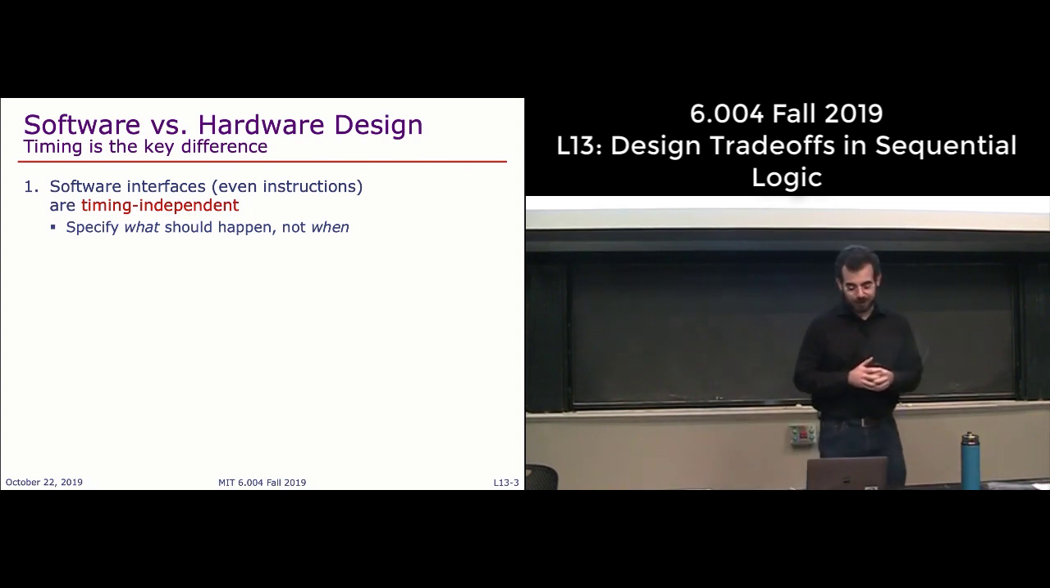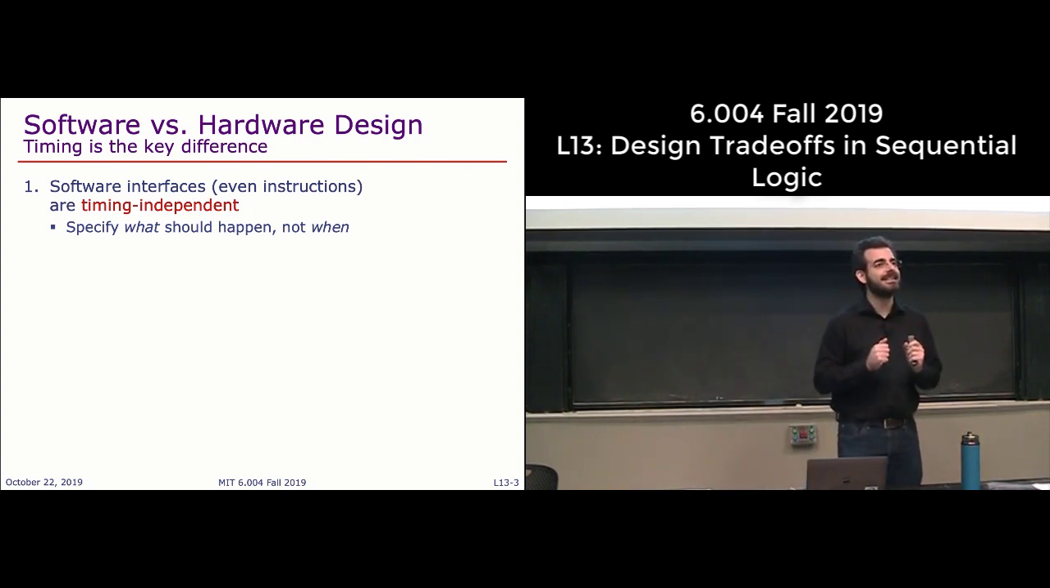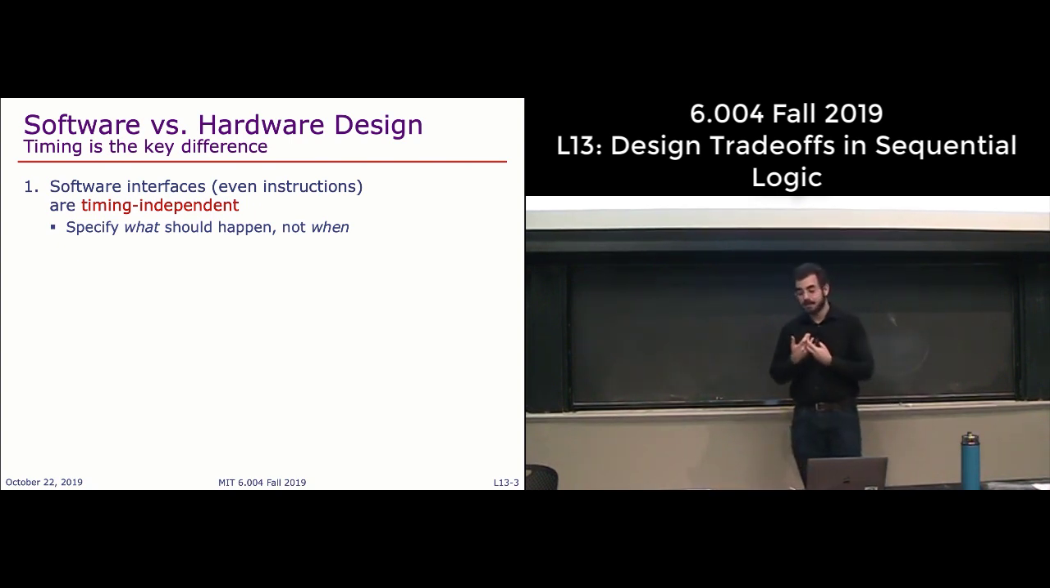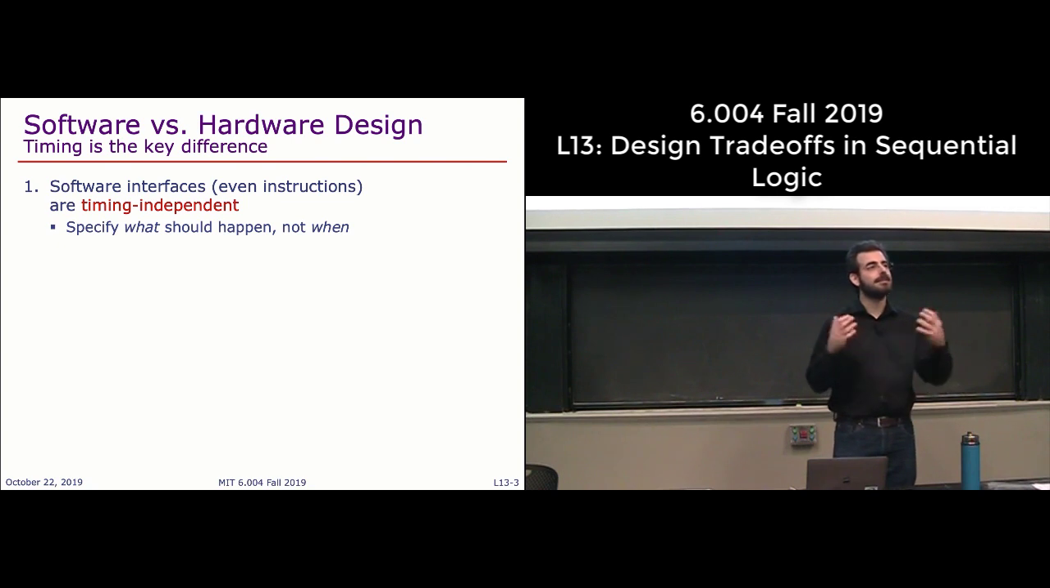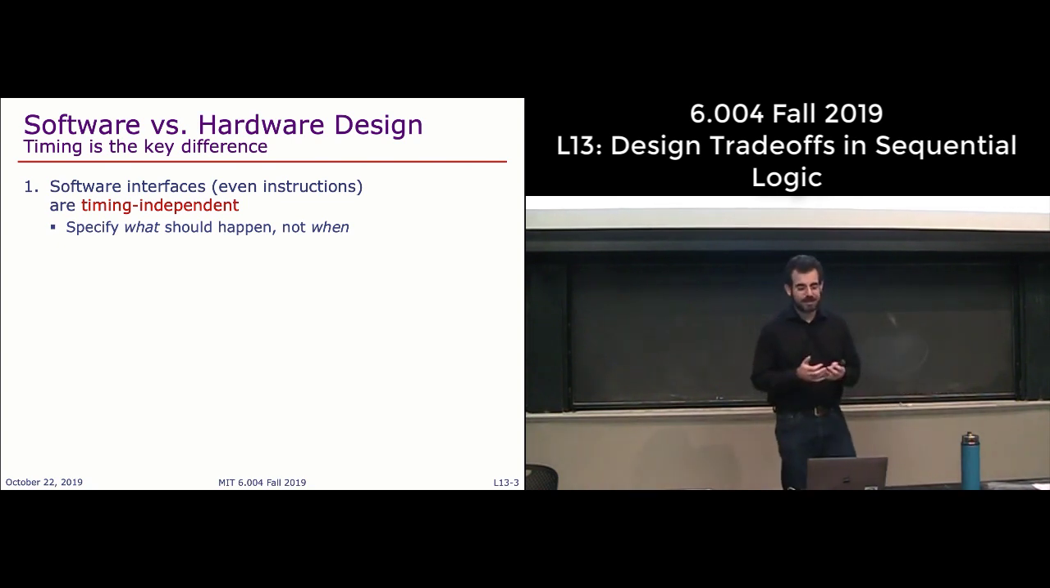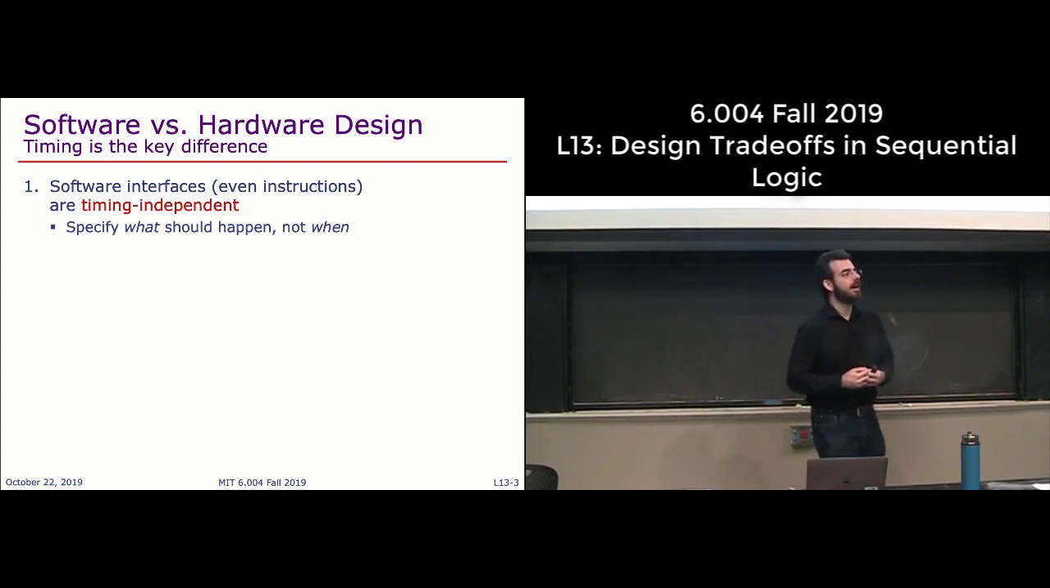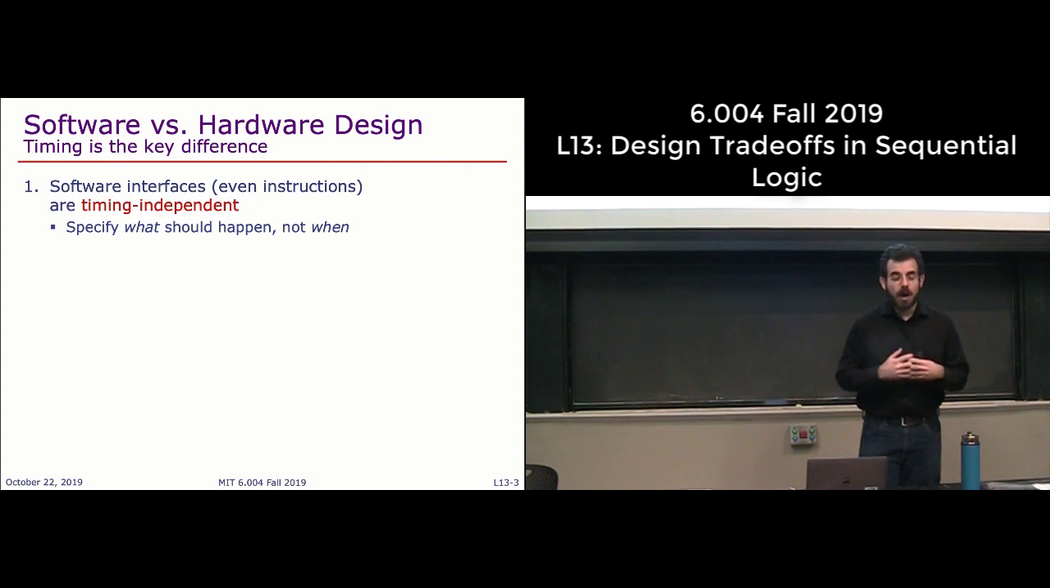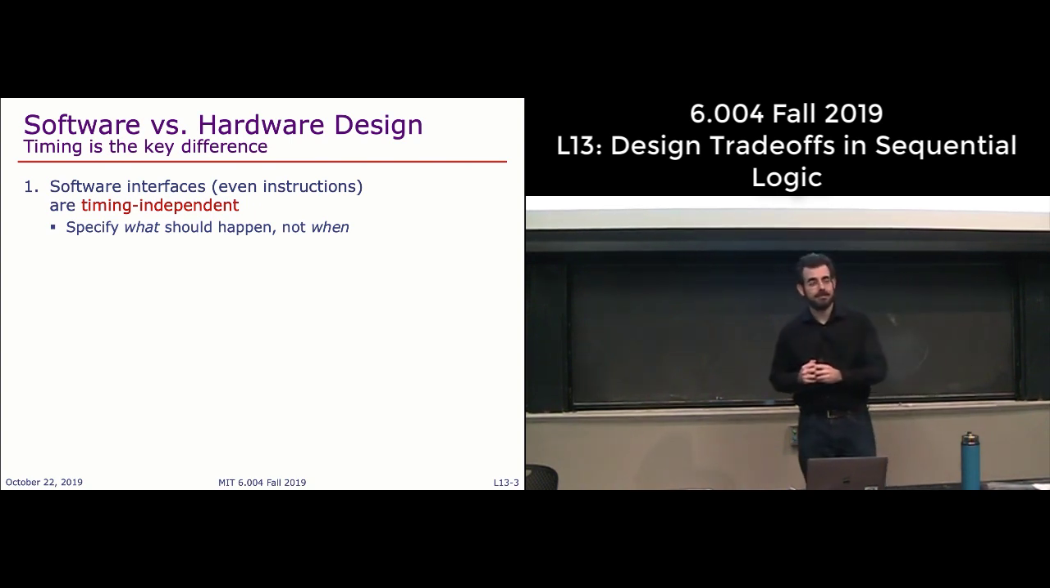Something that is kind of implicit, but actually once you see it, it's very obvious, is that every interface we've built so far in software, and in your programming language courses, all software interfaces, objects, method calls, processes, and so on, are all timing independent. What I mean by that is that when you write a program, you're specifying what should happen, but not when.